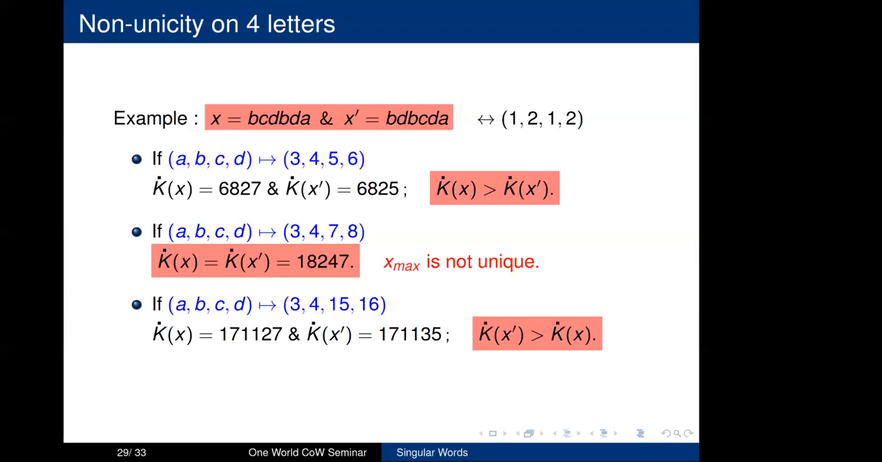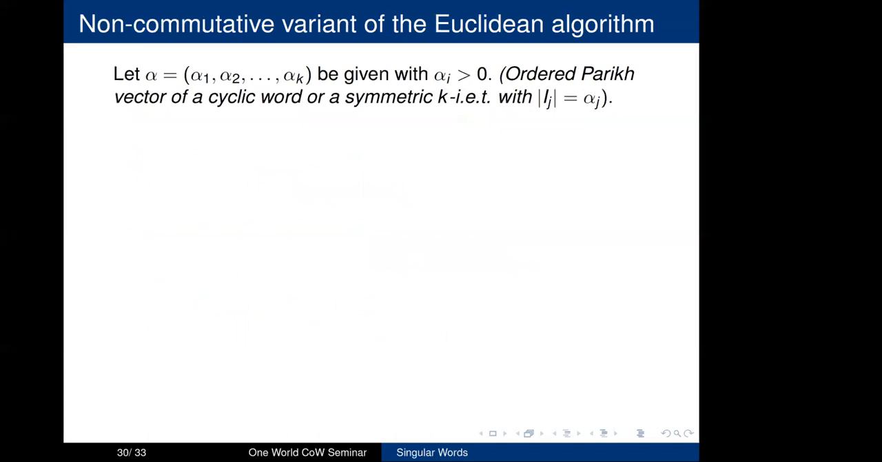Okay, so let me talk about this non-commutative variant of the Euclidean algorithm. So first of all, let me explain what I mean by non-commutative. So you're familiar with many variants of the Euclidean algorithm. For example, the one that Milodi talked about that's associated with Arnoux-Rauzy sequences, where you have, say, k real numbers, and you subtract from the largest the sum of the others. Okay, of course, you need the sum of the others to be smaller than the largest.